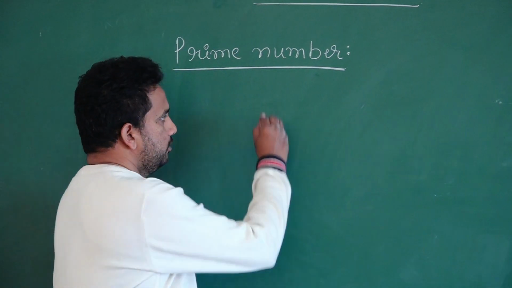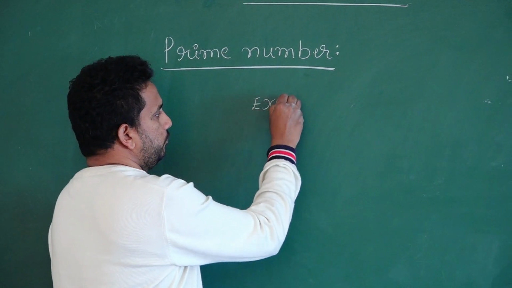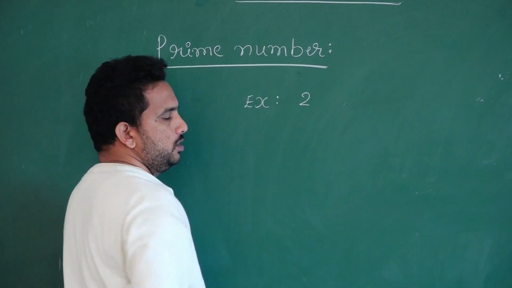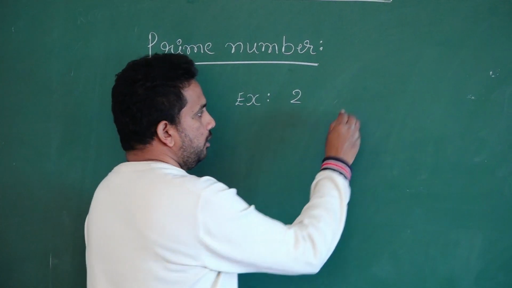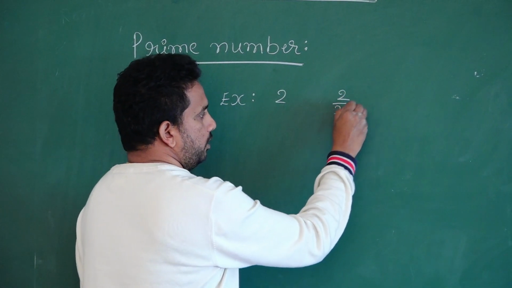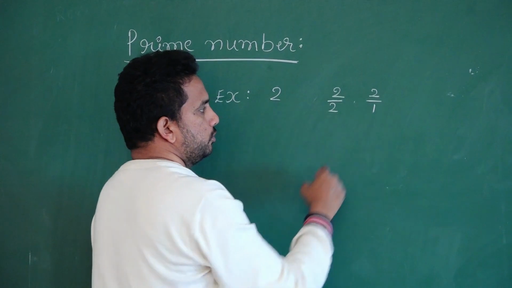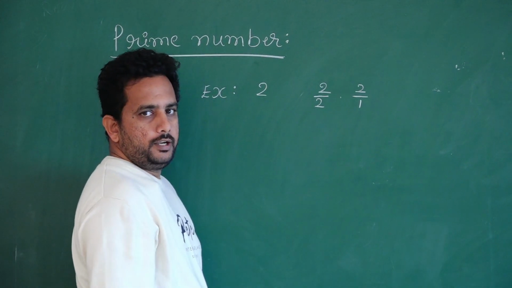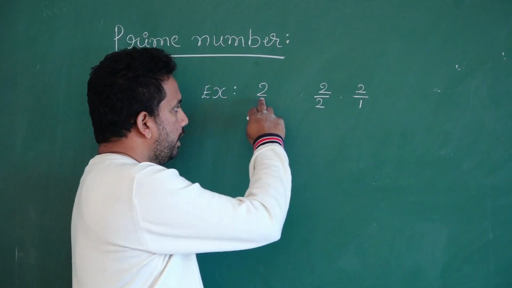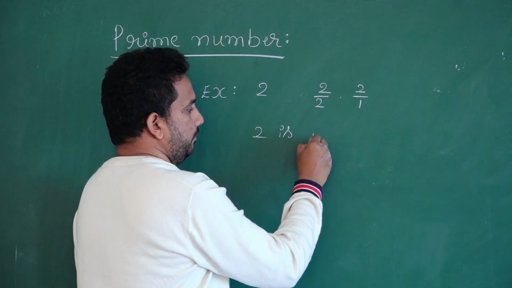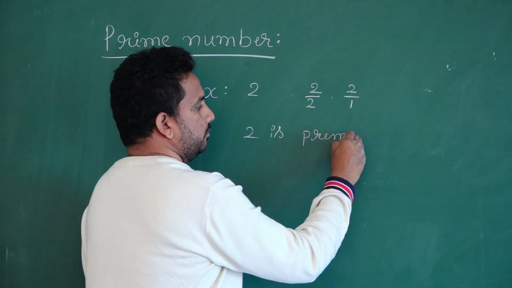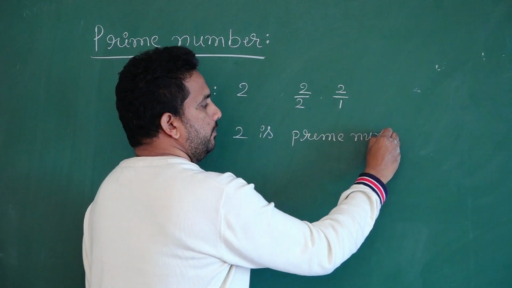For example, we can take 2. 2 is a prime number. Why do we call 2 a prime number? Because 2 is divisible by 2 and 2 is divisible by 1. No other number divides 2. That's why 2 is called a prime number.